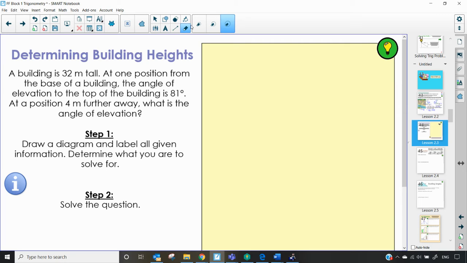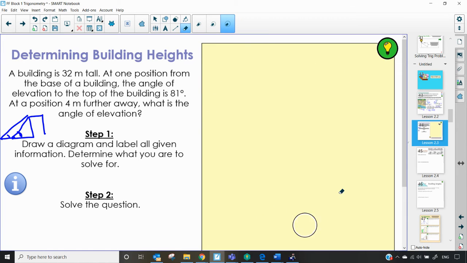At one position from the base of a building, the angle of elevation to the top of the building is 81 degrees. Now, if you remember, when we're talking about angle of elevation, that's looking up from the horizontal. So we're going to have a 32-meter building, and at some point, we're going to look up to the building. That angle of elevation from the horizontal is our 81 degrees. Then it says at a position 4 meters further away, what is the angle of elevation? So that means we're going to walk further away and look up to the building, and now we're looking for that angle of elevation. So I'll show you the diagram here.